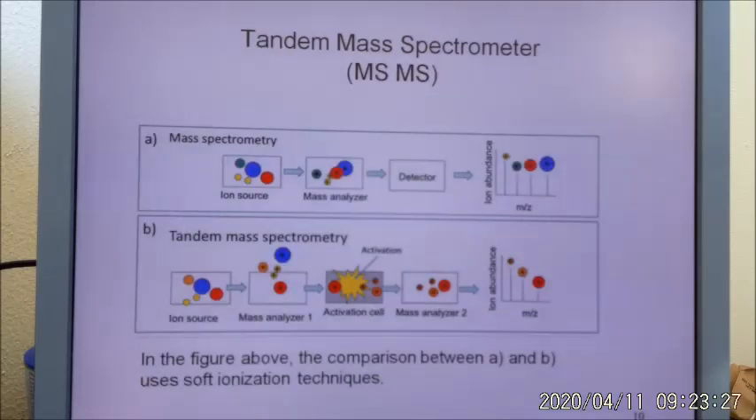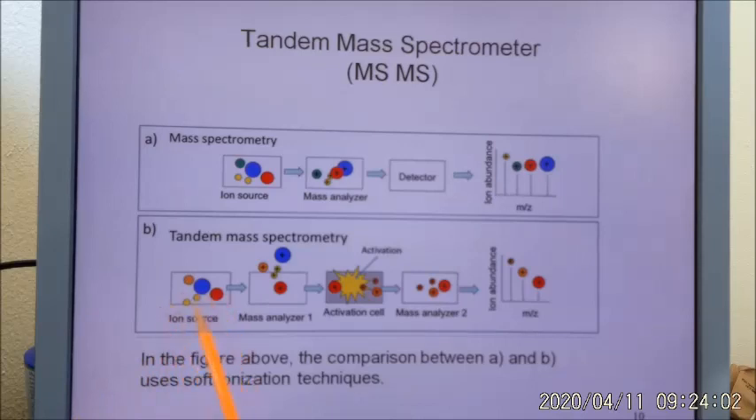Okay, tandem mass spectrometry. Here, let's just talk about doing mass spec with the magnetic sector. Now, if I have a mix of compounds and I run it through my mass analyzer, but I use a soft ionization technique, then when it goes through the detector, I will see how many ions I have in abundance, with very little to no fragmentation, so I can identify all my different compounds.